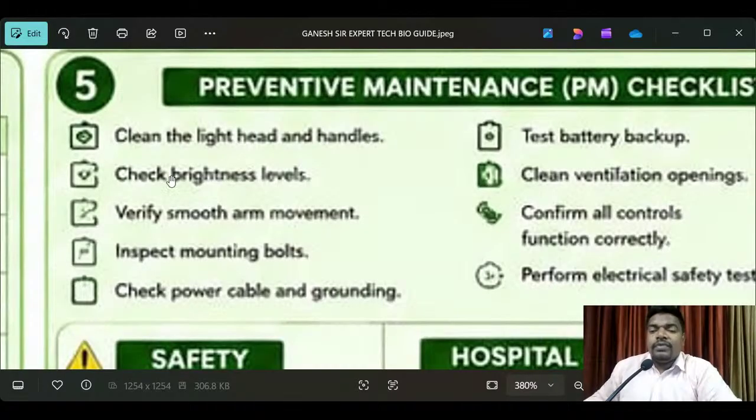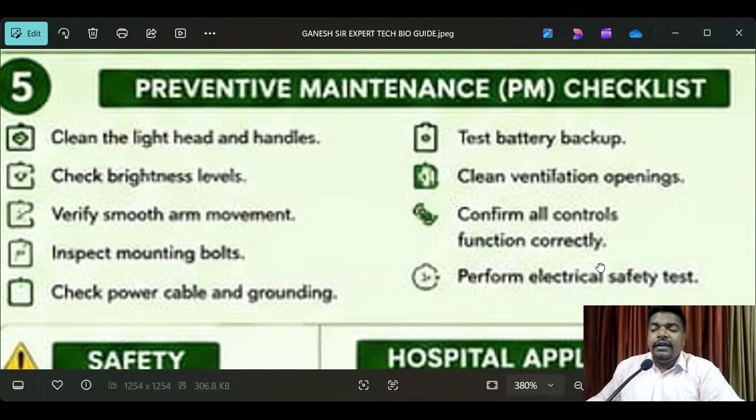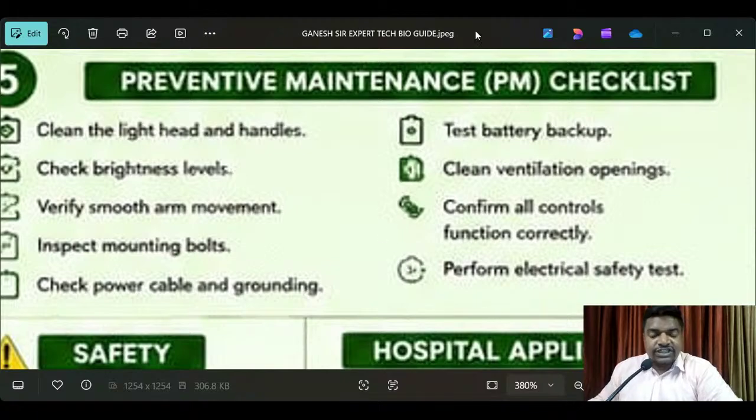Right? And see here: clean the light head and handles, very important. Check brightness levels, verify smooth arm movement, inspect mounting bolts, check the power cable and grounding, test the battery backup, clean ventilation openings, confirm all control functions work correctly, and perform electrical safety tests. These are very, very important for a biomedical engineer. It is a time-taking process; to do the PM, sometimes 1 hour, 2 hours will be needed.